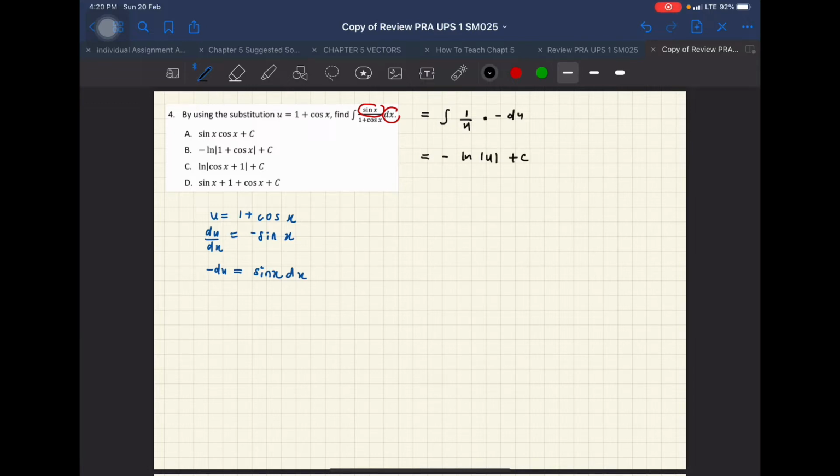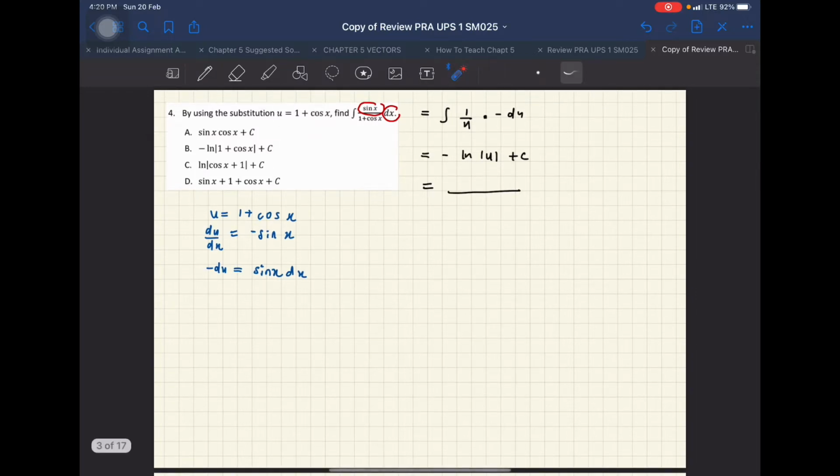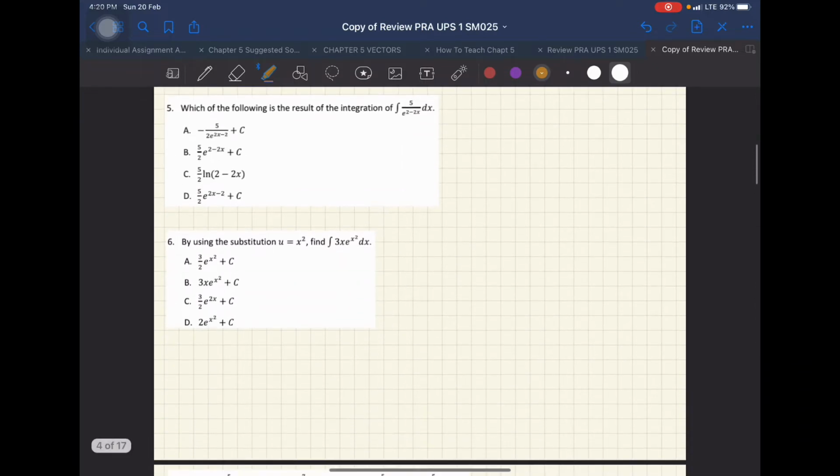So again, you don't have to write the answer here. Just directly find your answer. So you have negative ln and then u. U is 1 plus cos x. So this is going to be your answer. Number 4B. Okay, question number 4 is settled. Alright, so let's go to question number 5.